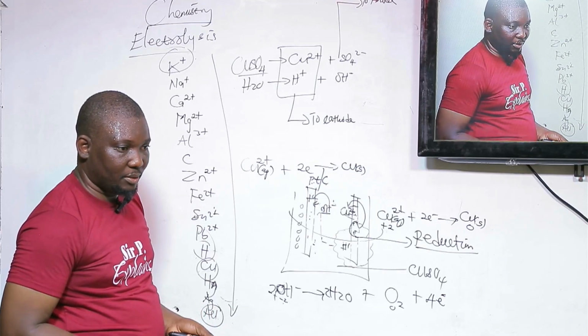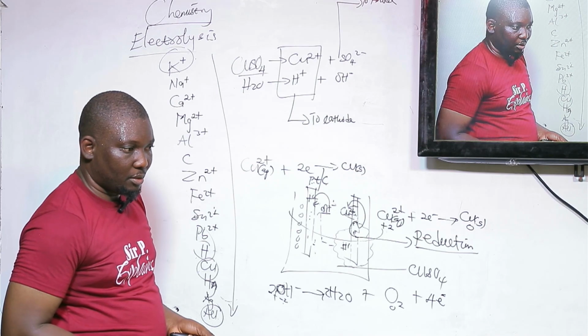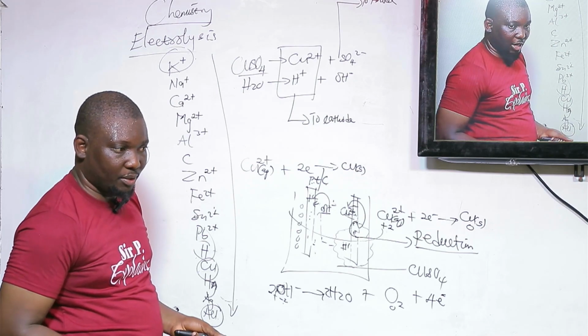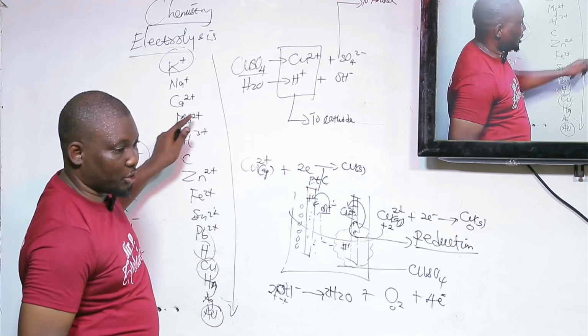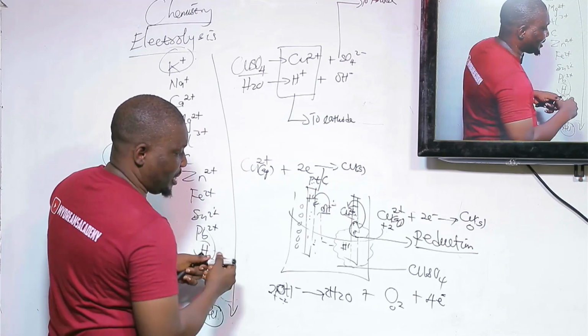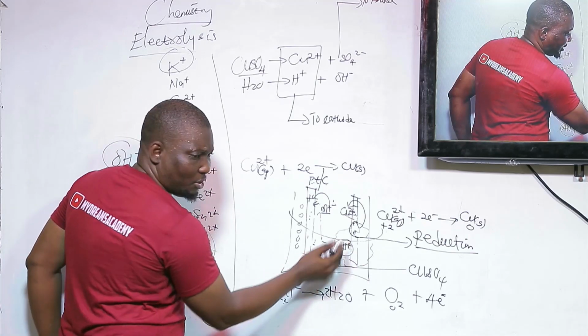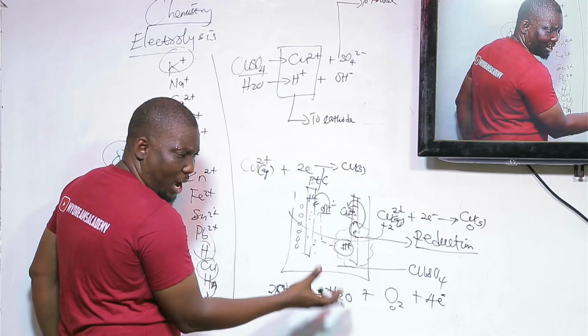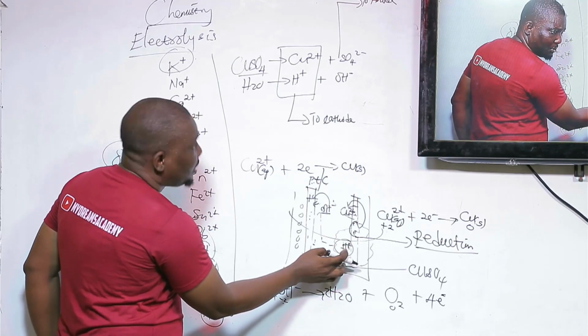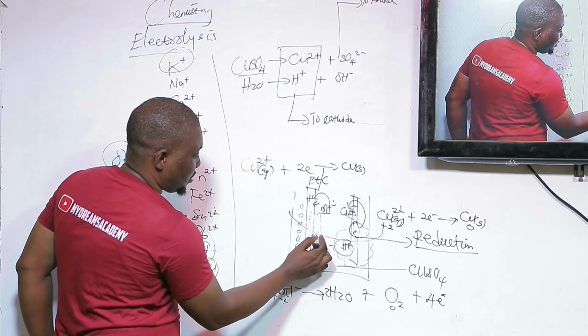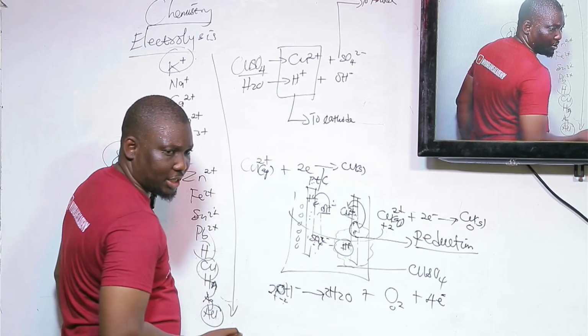Are you with me? Okay. That is for position of the ions. Now, there is something that is still remaining there. Those ions that did not migrate remain in the electrolyte. What happened to them? Hydrogen did not go, and at the anode, SO4 is also not discharged.